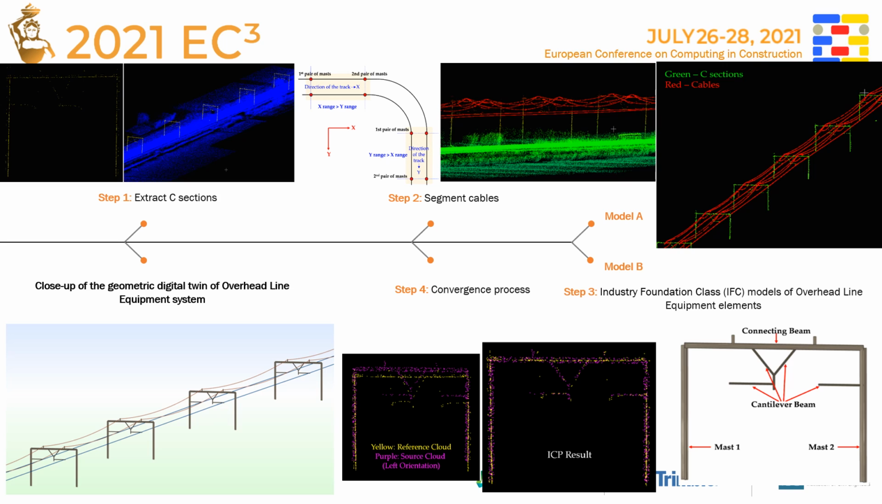The algorithm then used the iterative closest point algorithm to find the most suited configuration and the best possible fit. This finally produces the transformation matrices that provide the rotation and translation related to each C-section and cable segment. Applying this to the original model, we could finally generate the geometric digital twin of the model as one system.